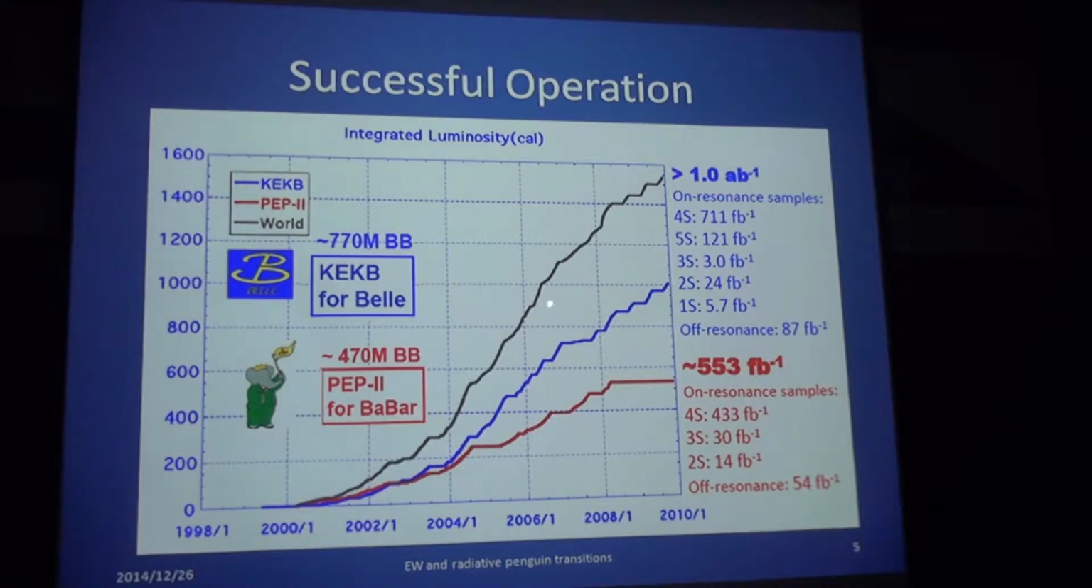And the luminosity achieved is above 1.0 inverse attobarn. And this is Belle's luminosity curve as a function of years. And here, this is BaBar's. And the performance of both detectors is remarkable.